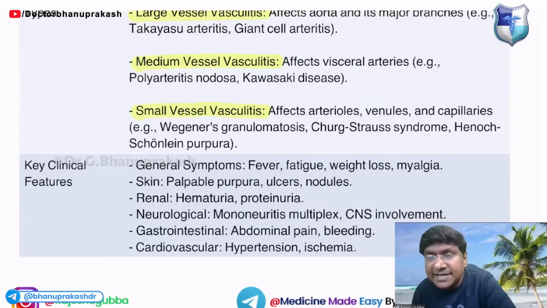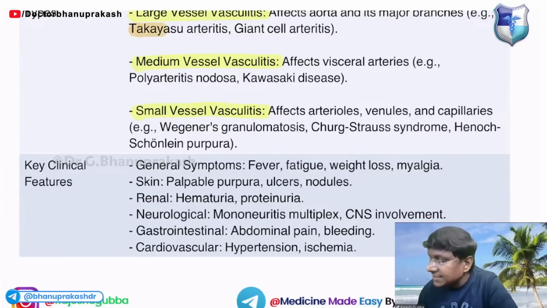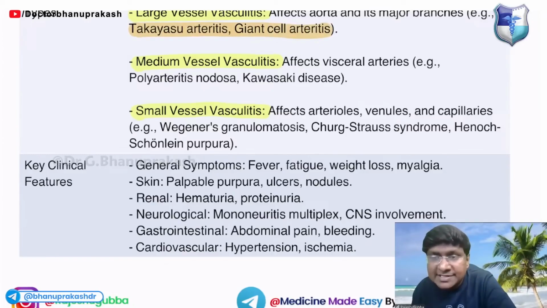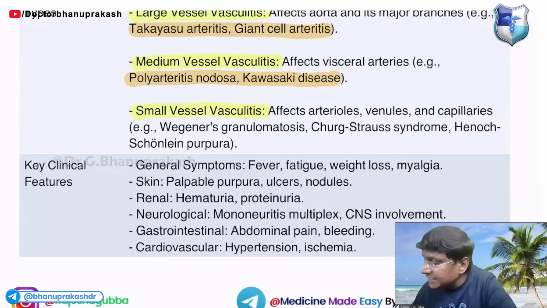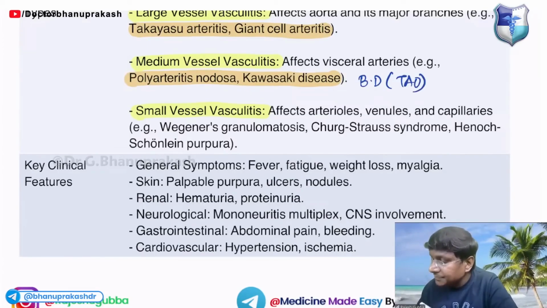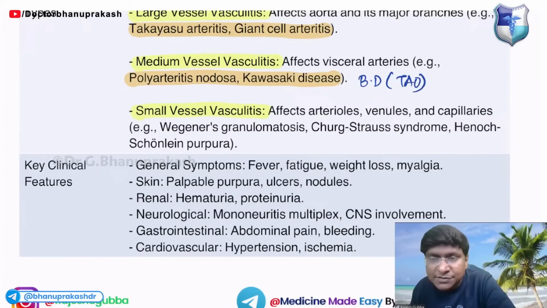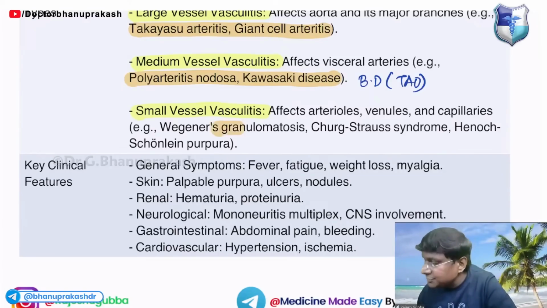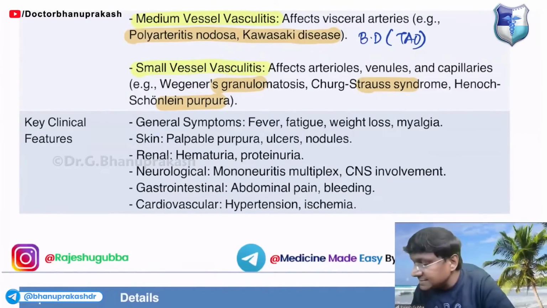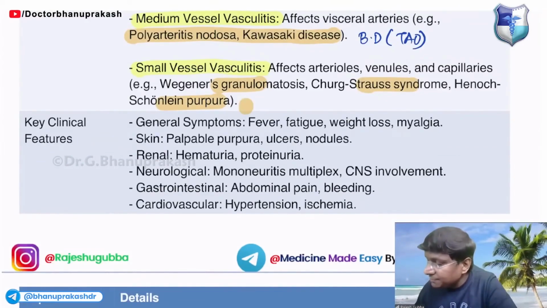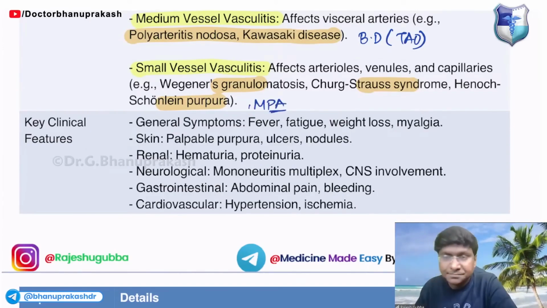Large vessel vasculitis mainly affects the aorta. Examples are Takayasu and giant cell arteritis. Examples of medium vessel vasculitis are polyarteritis nodosa, Kawasaki disease, and Buerger's disease, which is thromboangiitis obliterans. Examples of small vessel vasculitis include Wegener's, Churg-Strauss syndrome, and Henoch-Schönlein purpura. And one more important example of small vessel vasculitis is microscopic polyangiitis.